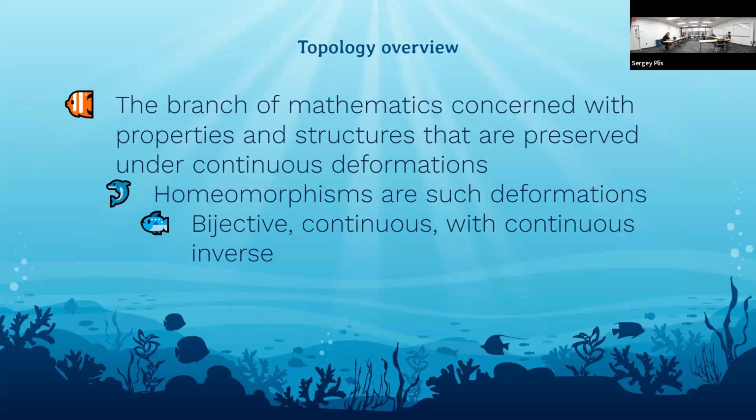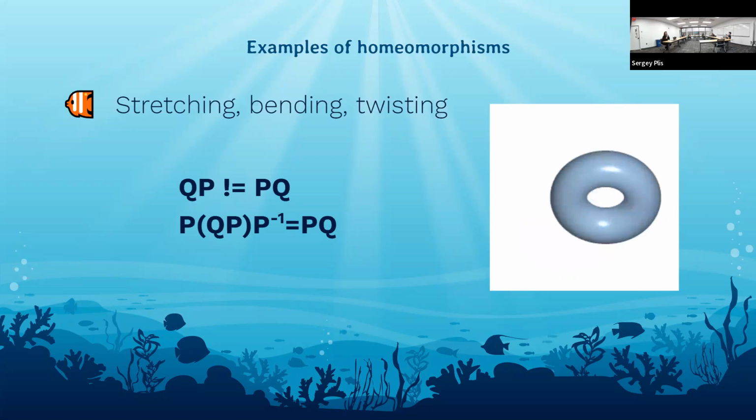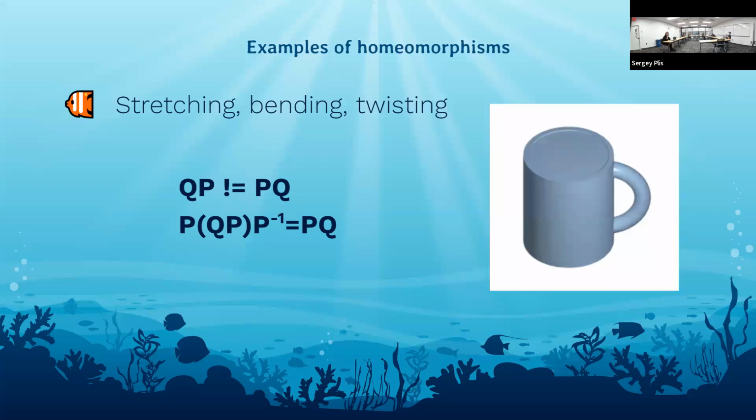Topology is essentially the subfield of mathematics that studies how certain properties are maintained under what's called a homeomorphism. A homeomorphism is simply any continuous function that is bijective and has a continuous inverse. Some examples are things like stretching, bending, and twisting. Maybe you've seen it before, but a donut and a mug can be considered the same thing. They are homeomorphic to each other.